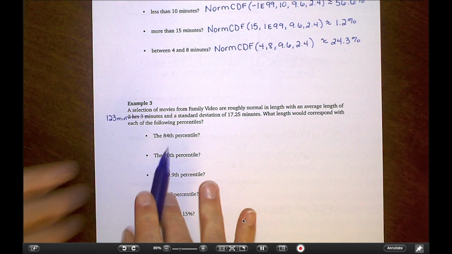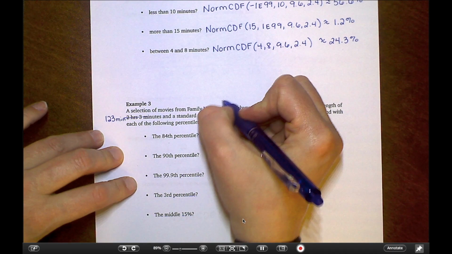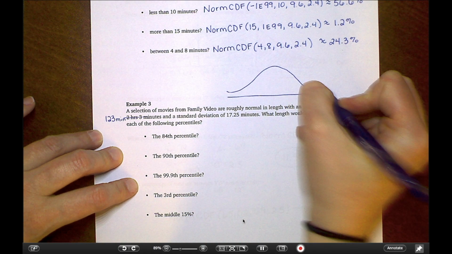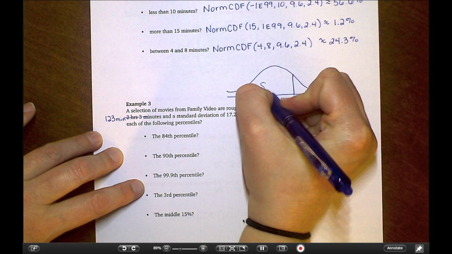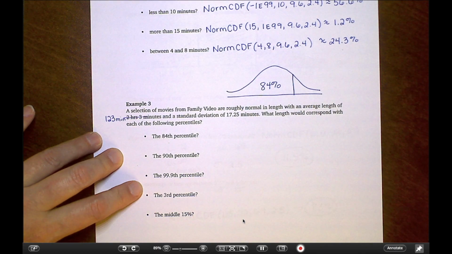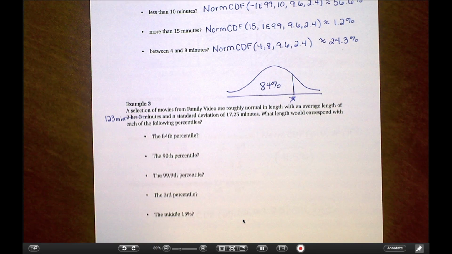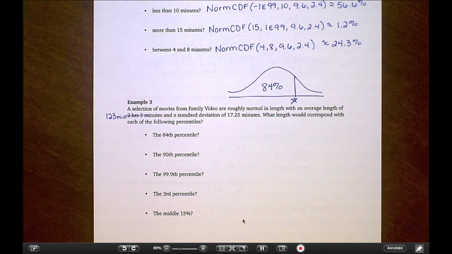Okay, and I want to know what is the 84th percentile. So if I think about my normal curve, and I'm not necessarily going to label the entire thing this time, but if I drop a line at a point where 84% of the data is to the left of that line, that's what percentile means. What is this number right here? I want to know what length would I have to be longer than 84% of the data.